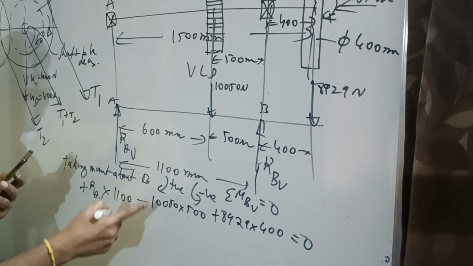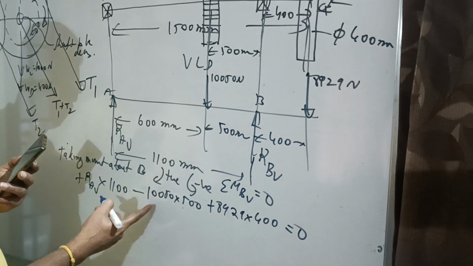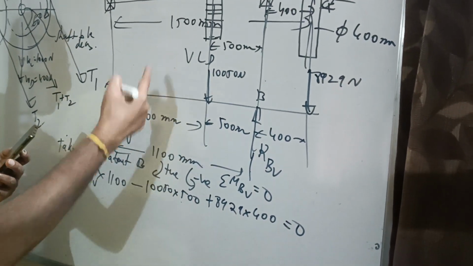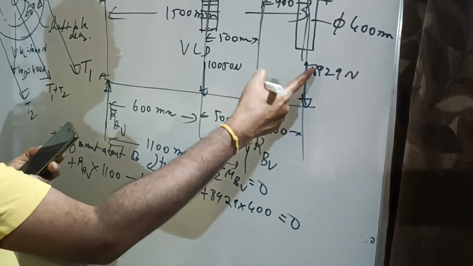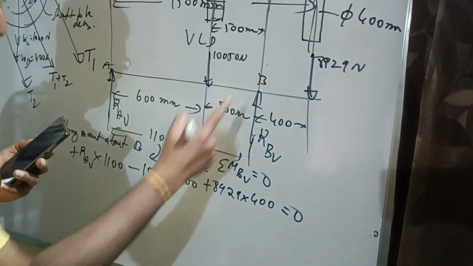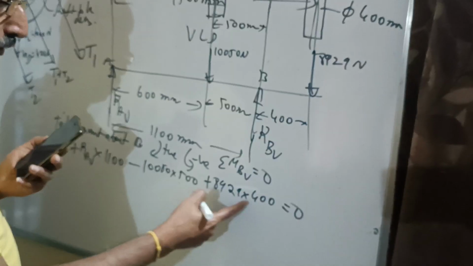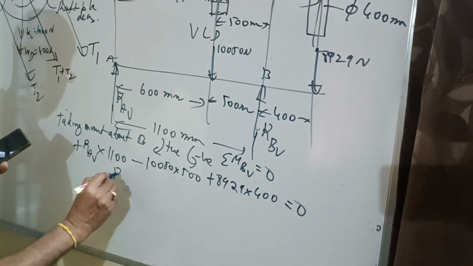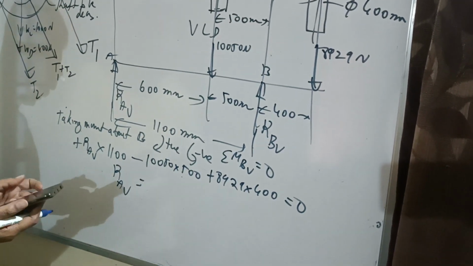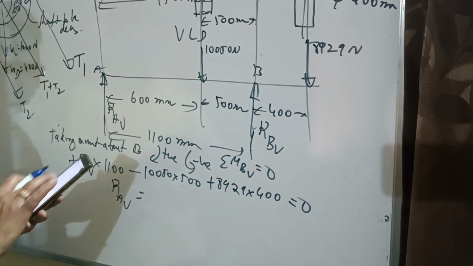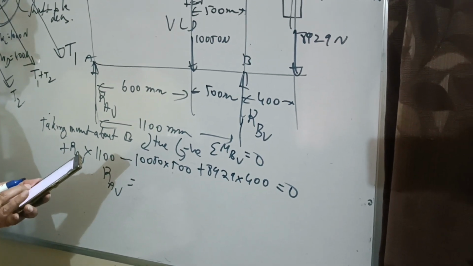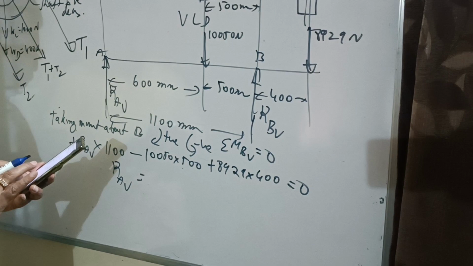Clockwise positive, anti-clockwise negative. What is the moment due to 10,050 about B? Minus 10,050 into 500, because that is going in an anti-clockwise direction. And what is the moment due to 8,829 about B? It is plus because it is going in a clockwise direction, 8,929 into 400. If I solve for RAV, I will get RAV is 1321 Newton.